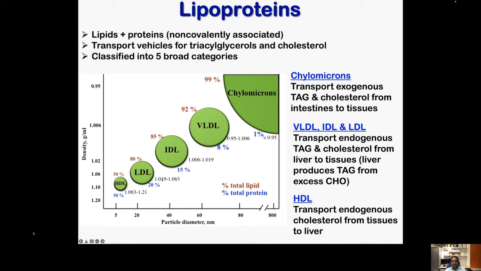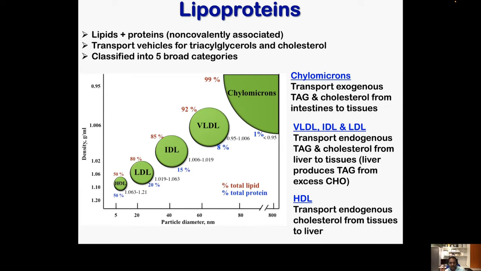And what is the role of HDL? In contrast to all these molecules, HDL transports endogenous cholesterol from the tissues to the liver. All the other molecules are supplying fat to the tissues all over the body, but HDL collects the excess cholesterol from the tissues and takes it to the liver to be metabolized, because excess cholesterol in the tissues is not good. It can lead to cardiovascular diseases.